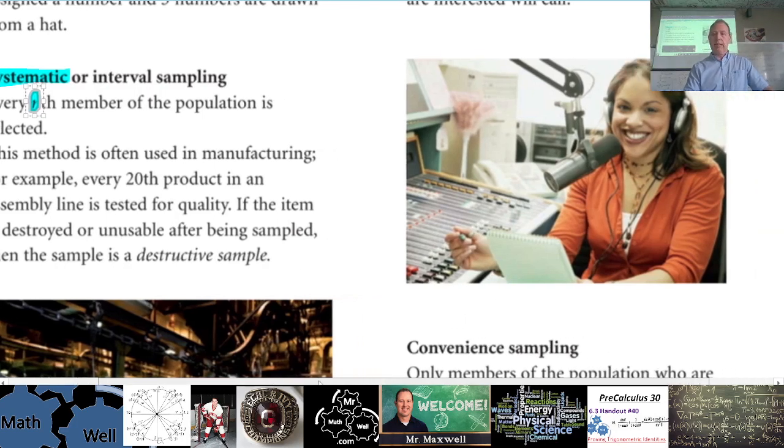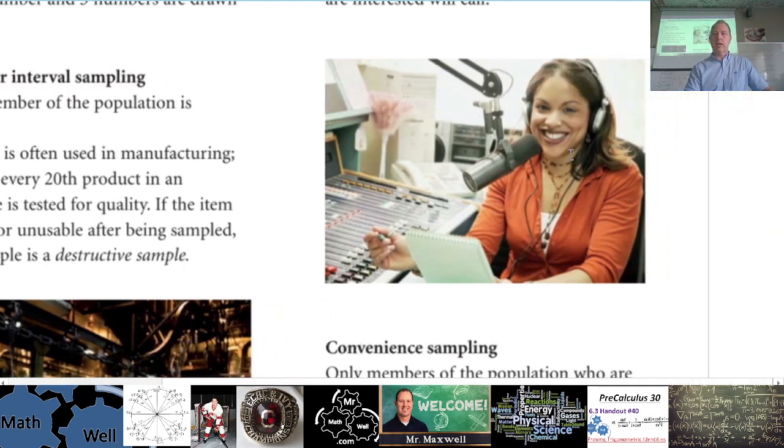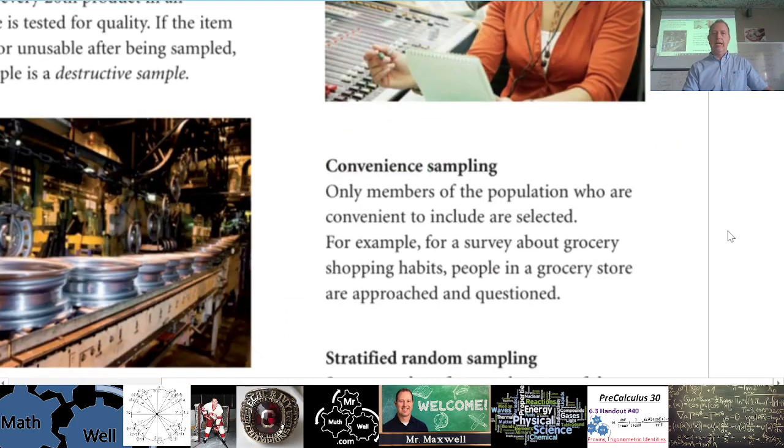Okay, what's next? This lady, that's the lady at the radio station. Hi, radio station lady. Convenience sampling. Okay, let's talk about this one. Convenience. Only members of the population who are convenient to include are selected. For example, a survey about grocery shopping habits. People in a grocery store are approached and questioned.